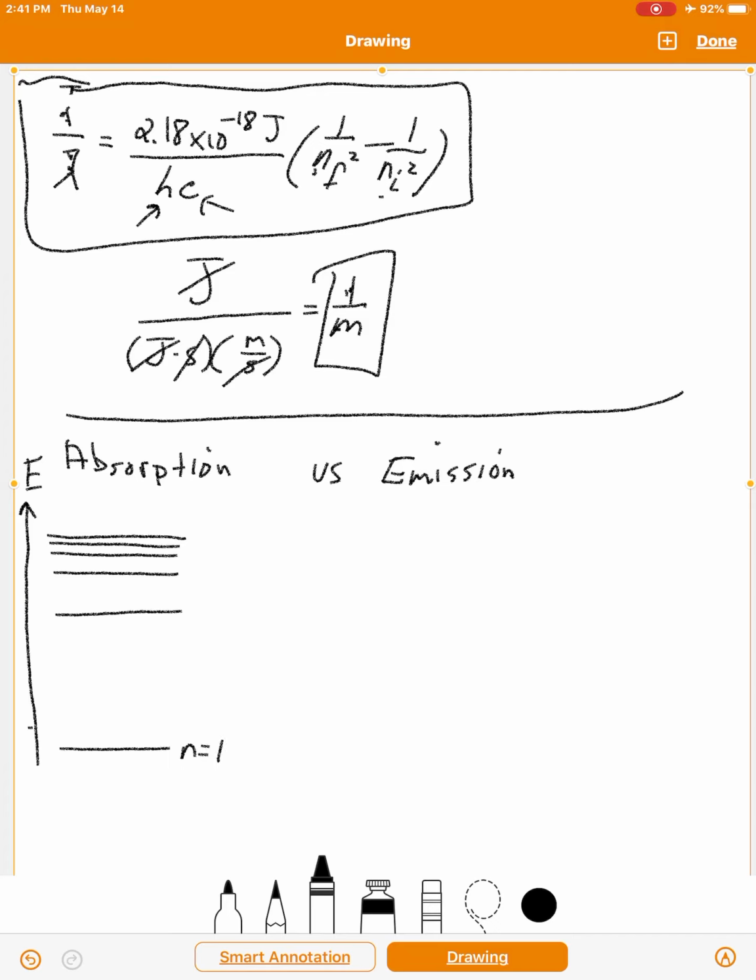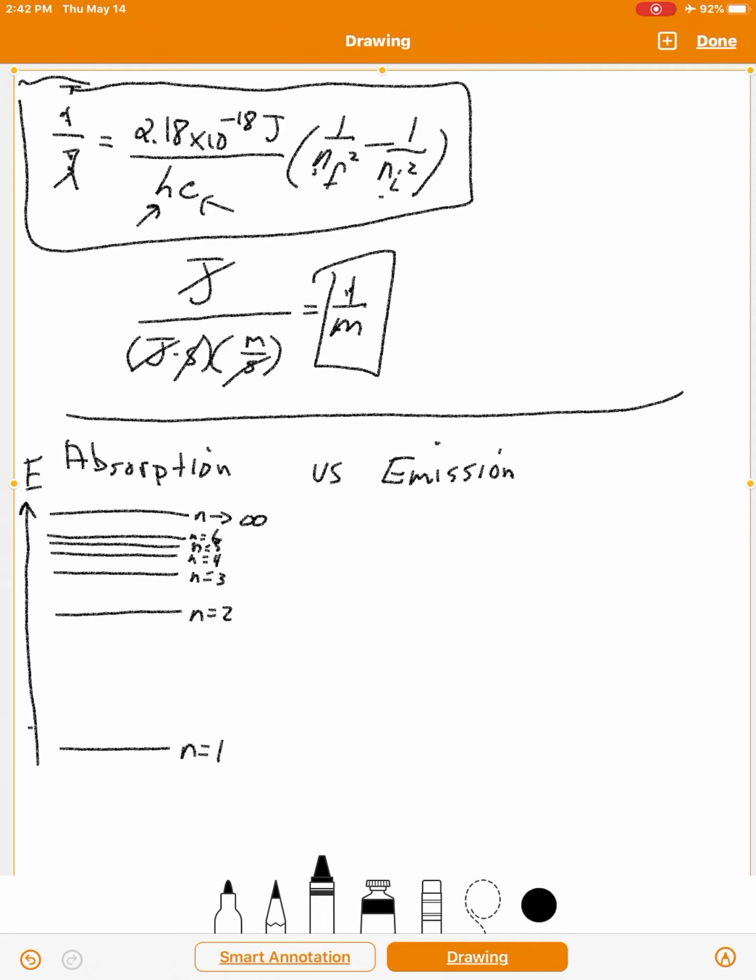So n equals 1 is the case where the electron is closest to the nucleus. N equals 2 is further out. N equals 3 is further out. 4, 5. Notice how they're getting closer and closer to each other. This is called a convergent series. They're converging on one another. In fact, infinity might be somewhere up here, where n is approaching infinity. Ionization, the electron's no longer on the atom. So the difference between n equals 6 and n equals infinity is significantly smaller than the difference between n equals 1 and n equals 2.